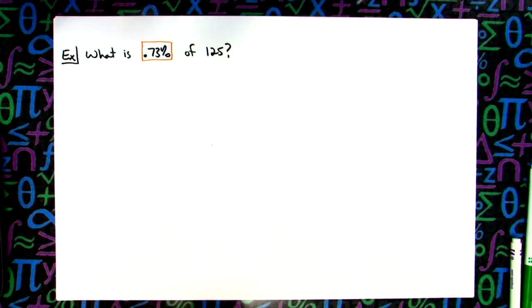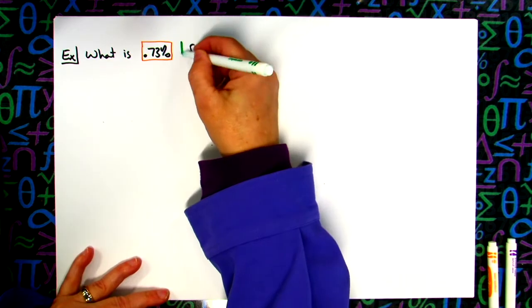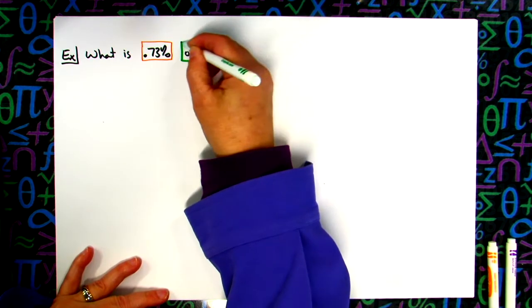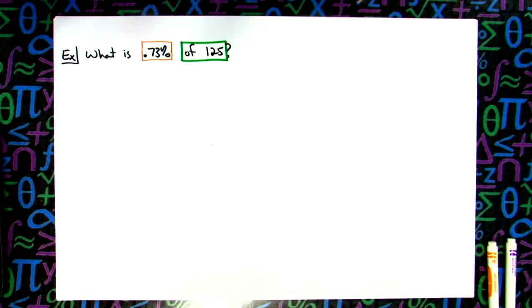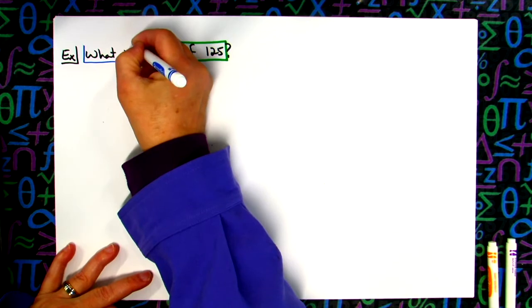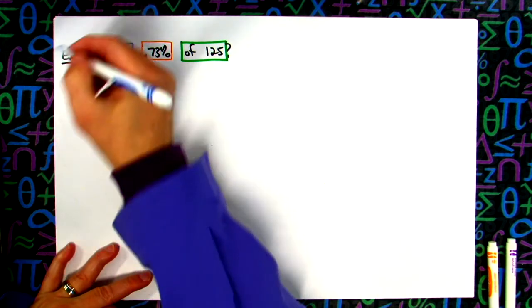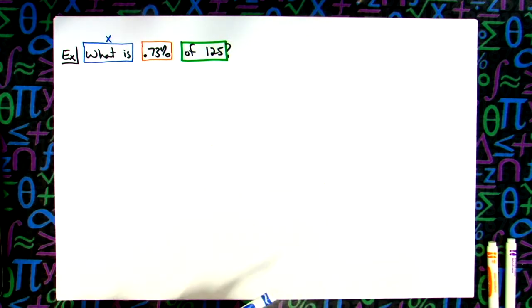All right. Now, hopefully that makes sense then, that the of number has to be the 125. And then, all right, what is the question? So the is number is going to be what? X, because that's what we're trying to solve for. So that's going to be my X.